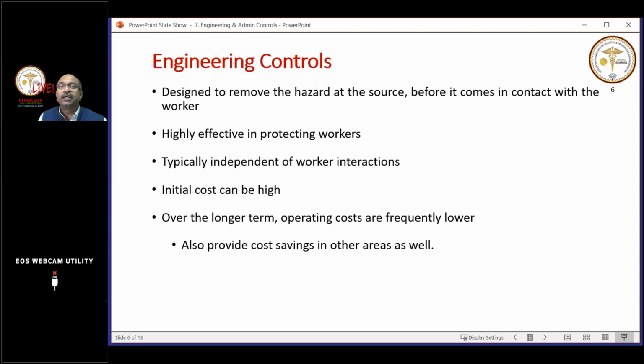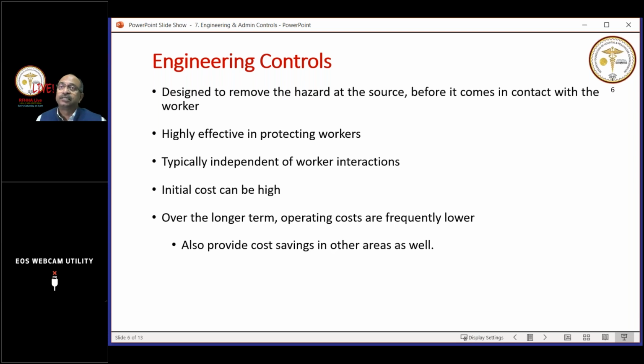Since we are creating a barrier between the worker and the hazard, the worker factors do not influence. And if the worker decides to behave in a different manner, this barrier or the engineering control will ensure that his safety is not jeopardized.